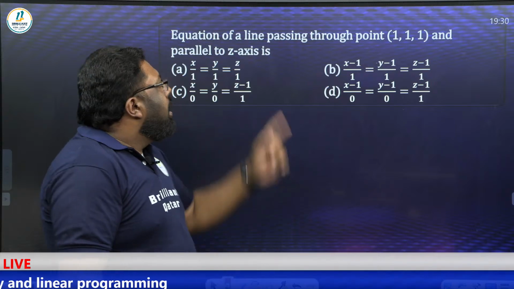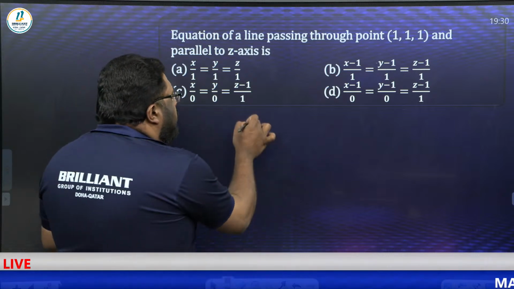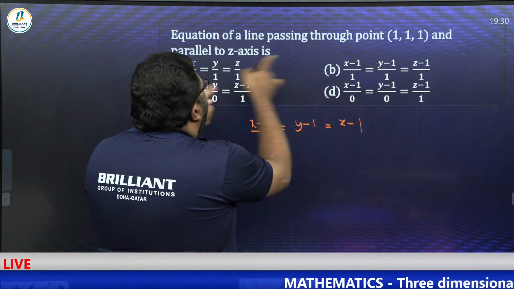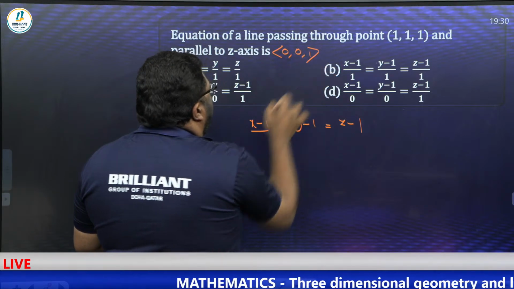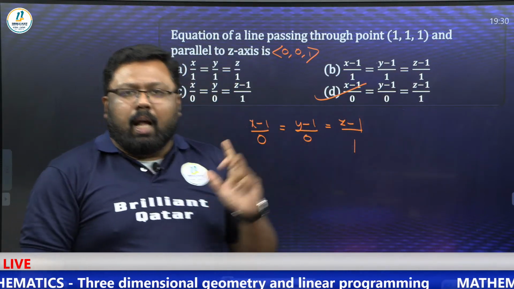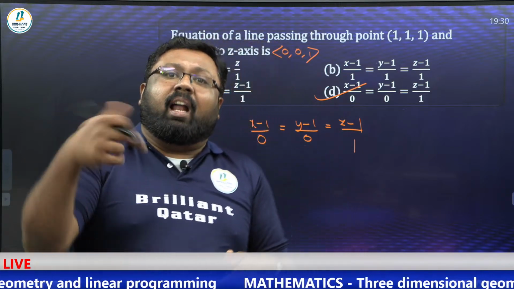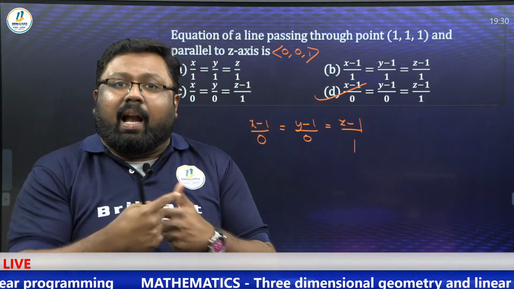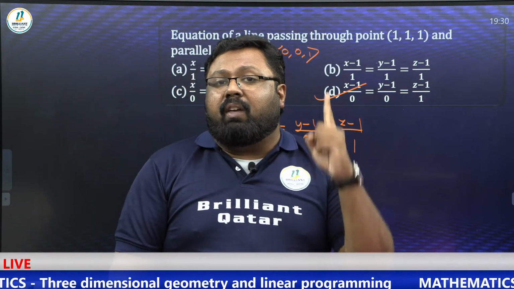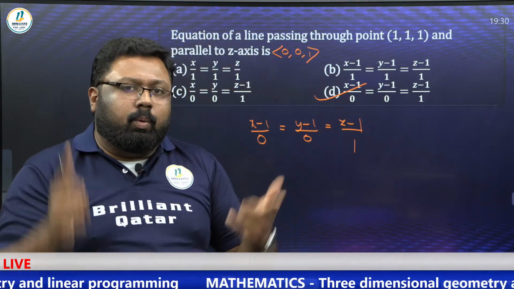Equation of a line passing through 1, 1, 1 and parallel to the z axis. Passing through 1, 1, 1: x minus 1, y minus 1, z minus 1, and parallel to the z axis, direction ratio 0, 0, 1. So 0a, 0a, 1. Finished. Board question, last year's board exam question. Simple question. Find the equation of a line passing through 1, 1, 1 and parallel to the z axis. So they are asking you to study the direction ratios and direction cosines of the three axes very, very well. You must be thorough. Very simple: 1, 0, 0; 0, 1, 0; 0, 0, 1. Simple logic.